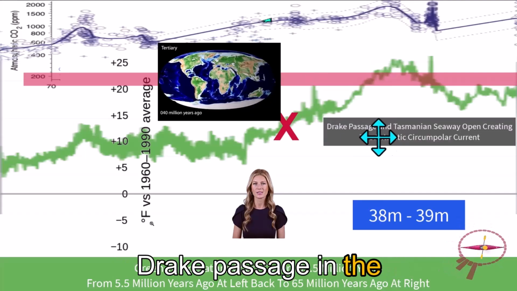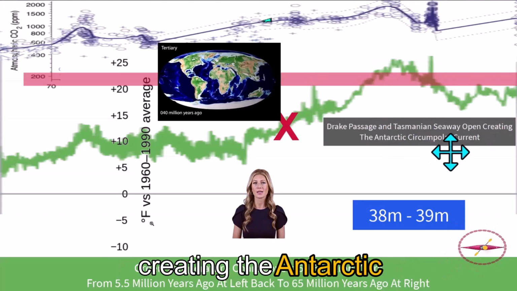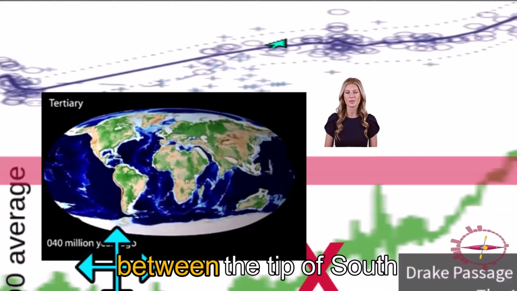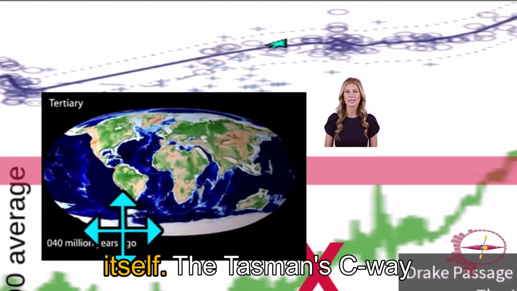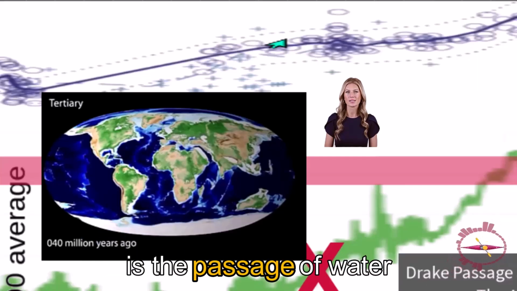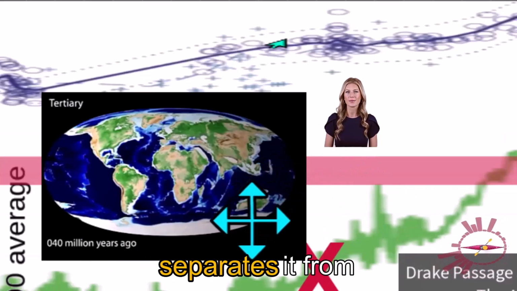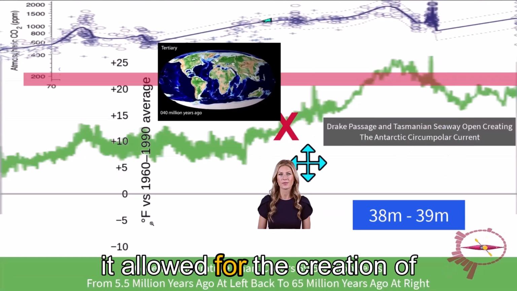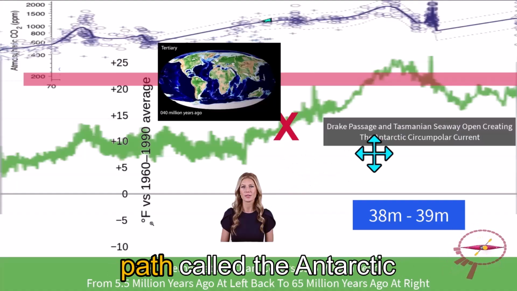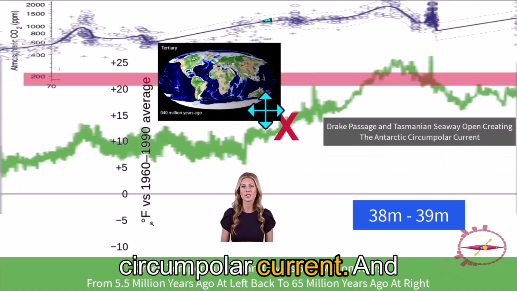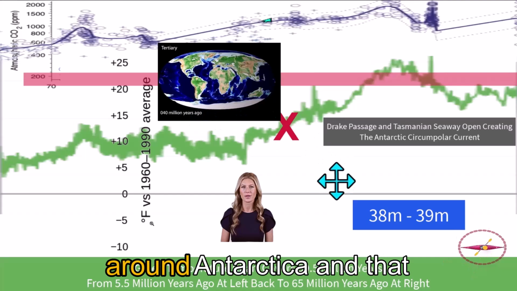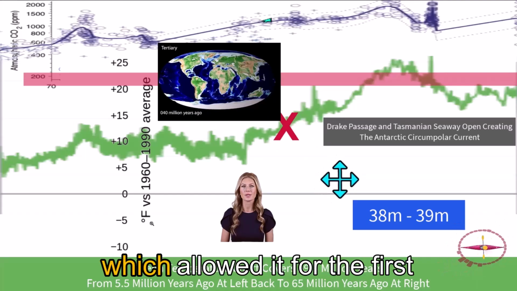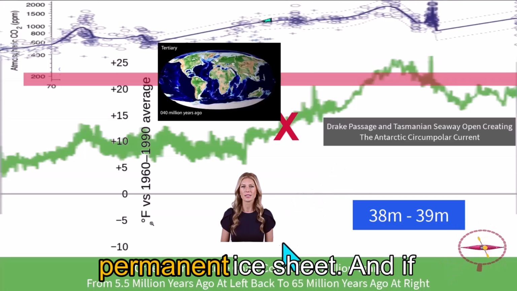It says the Drake Passage and the Tasman Seaway open up, creating the Antarctic Circumpolar Current. Now, the Drake Passage is the body of water that now lies between the tip of South America and Antarctica itself. The Tasman Seaway is the passage of water that's south of Australia that separates it from Antarctica. Now, when both of those things opened up, it allowed for the creation of a special ocean circulation path called the Antarctic Circumpolar Current. And that current goes around and around Antarctica, and that allowed for Antarctica to become a very cold place, which allowed it for the first time to acquire a permanent ice sheet.